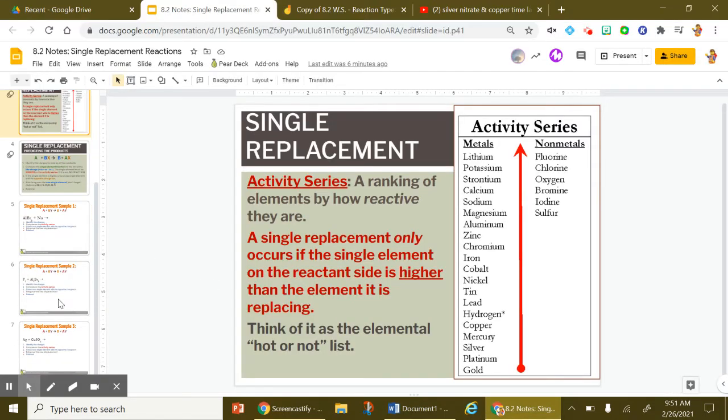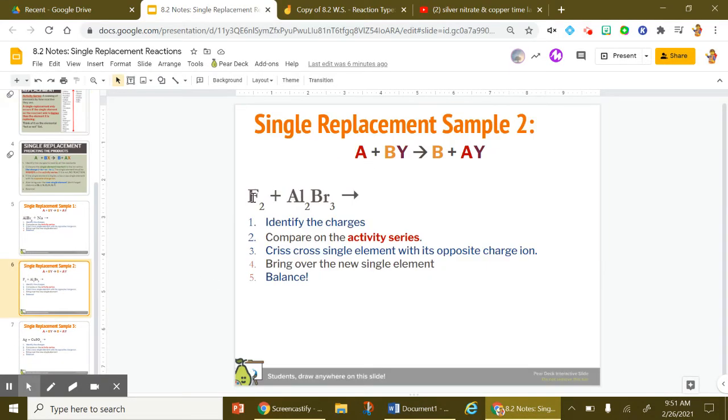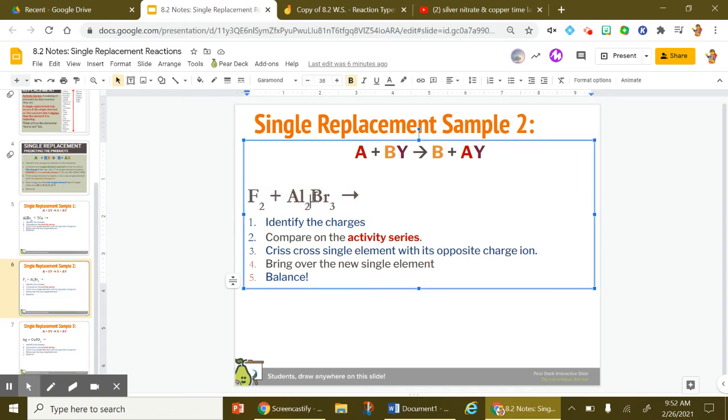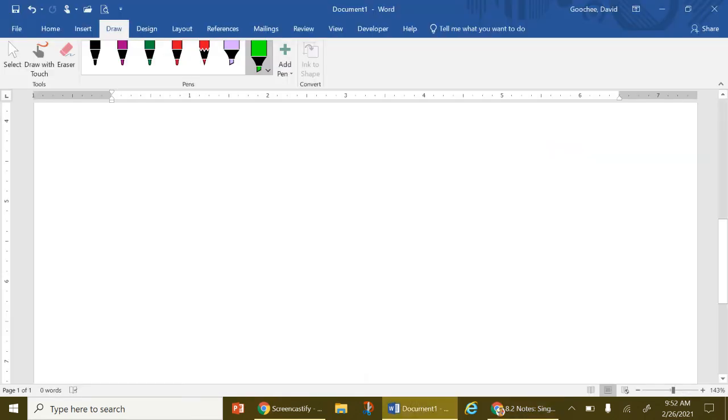Okay, let's try the second example. F2 plus AlBr3, right? Actually, we already did an AlBr3, so let's change this. I'm going to change this to something else. One second. Okay, I changed it. So we got fluorine gas combining with iron 2 bromide. Let's give that a try.